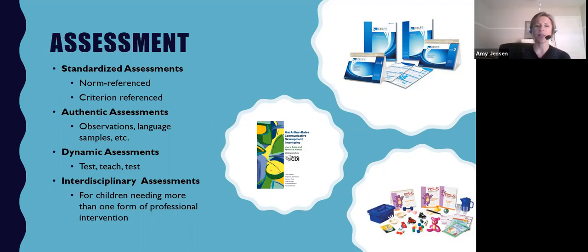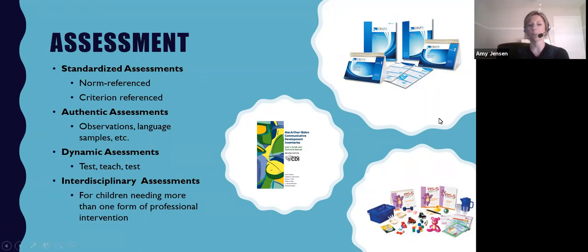Dynamic assessments, and this gives us information on what kind of teaching modes will be helpful to the child. So we may test them on a specific skill, then teach them in a specific way on that skill, and then test them again to see whether that teaching mode worked. And then also for children with very complicated needs, we may do interdisciplinary assessments involving, say, occupational therapy or physical therapy, because speech and language will overlap with some of these things.